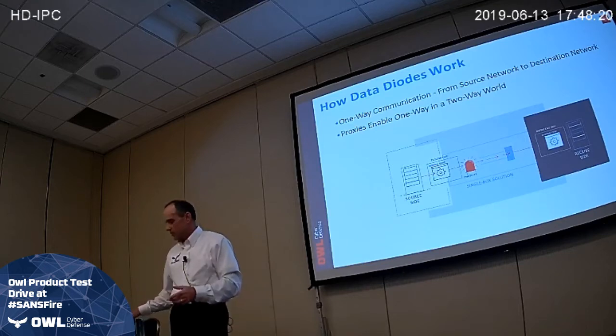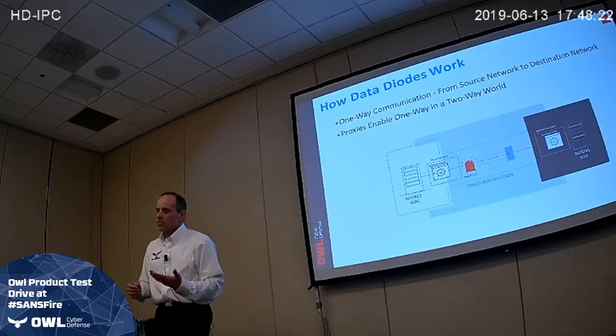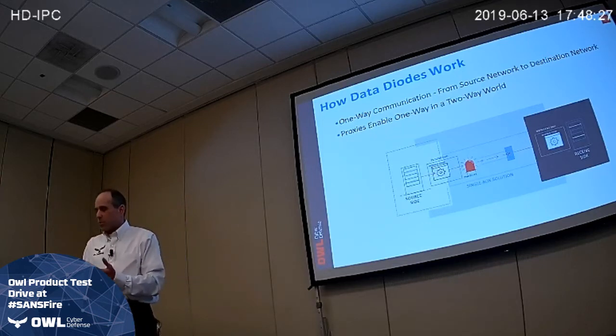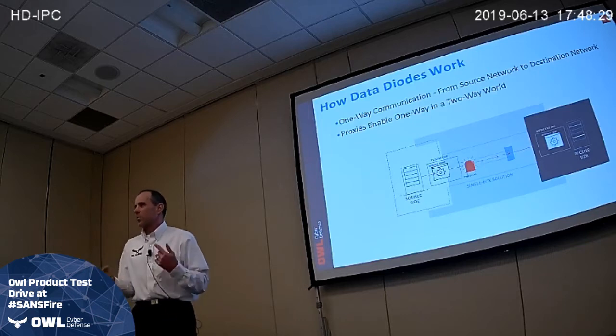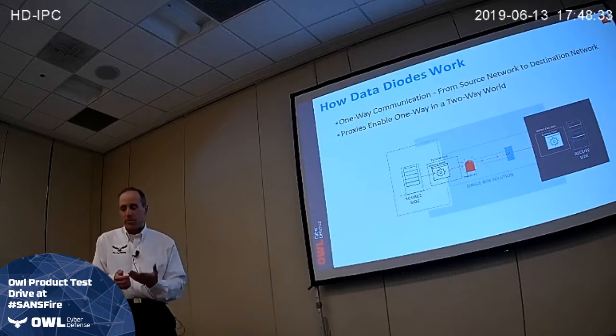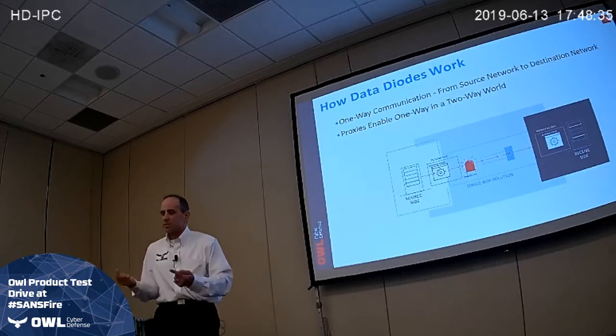We push the data across. When that packet gets across to the other side, we extract it from the ATM cell and then rebuild it as TCP/IP and send it on its way. So either side of the diode is doing a two-way protocol, and in the middle you've got a one-way push of data only.